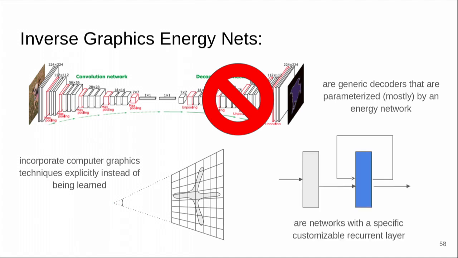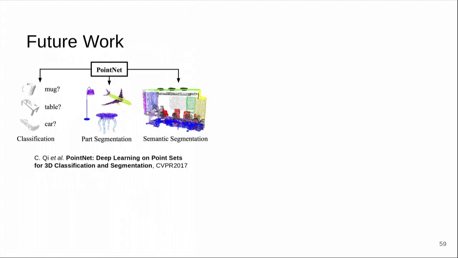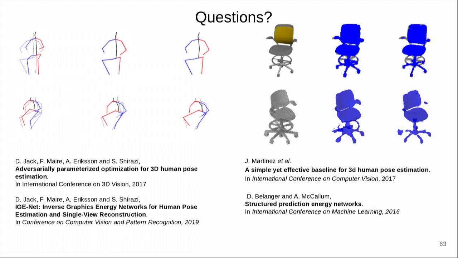If you really want to, you could say they're just specific customizable recurrent layers. If you want to do some theoretical analysis, you can take all the stuff from RNNs and apply the generic RNN idea here. We're going to skip that. Any questions? Thank you.